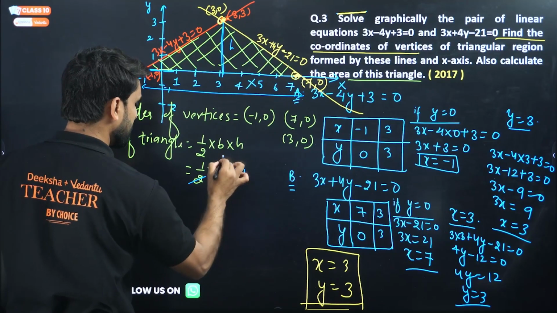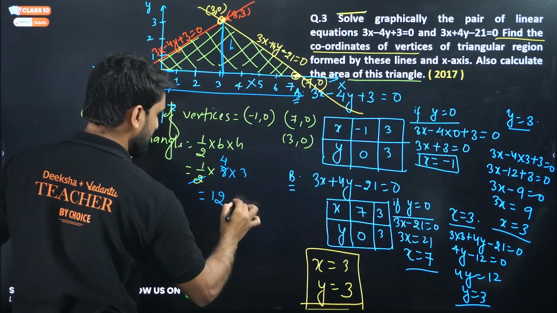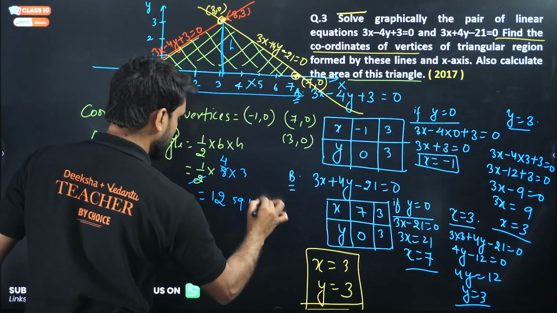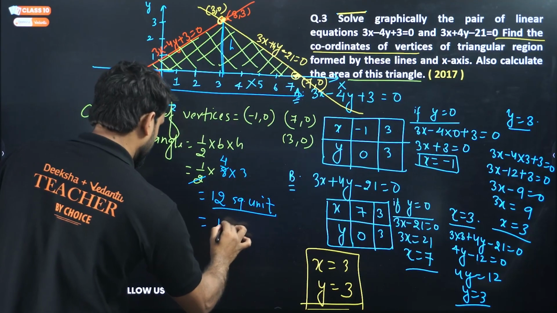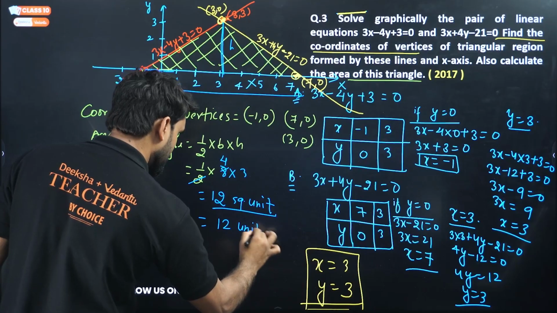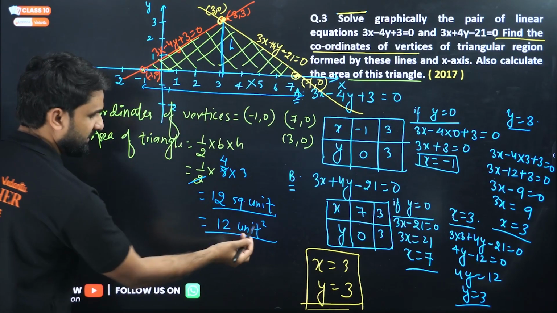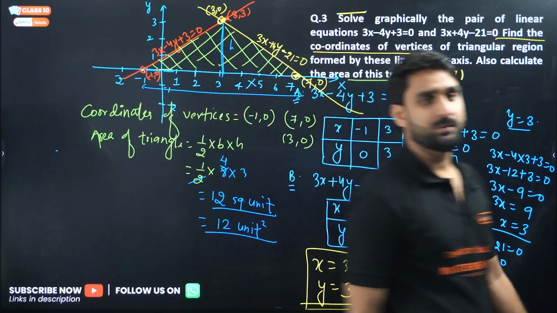Can I cancel here? 4, we are getting 12, and you all know a square unit. This will be the area. Even you can also write in this form, 12 unit square. You can also write. So both are same. I hope you have understood it.